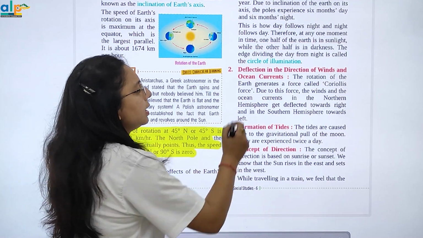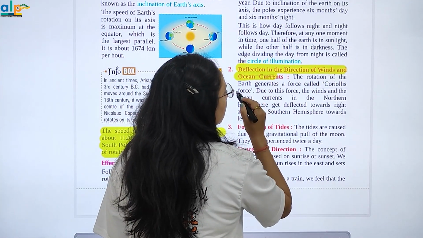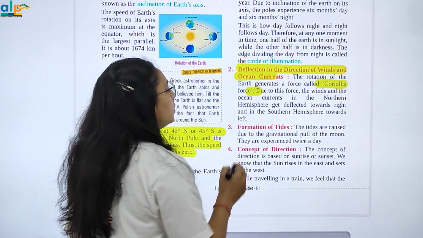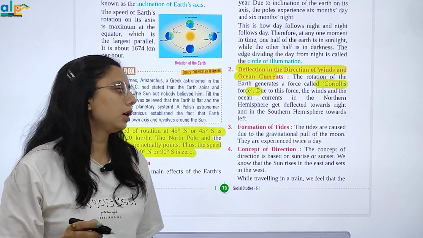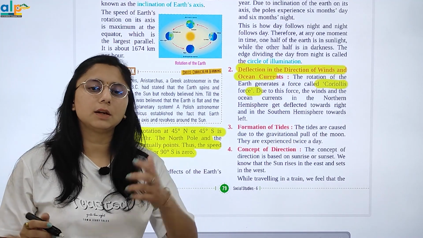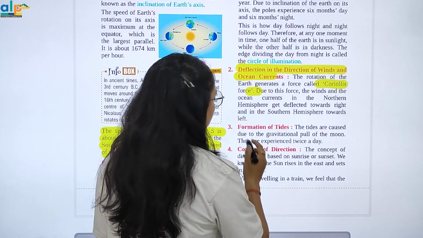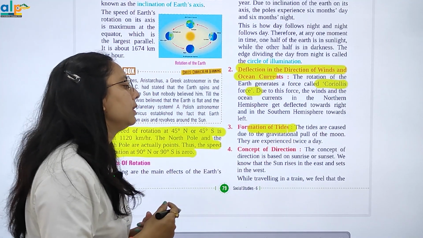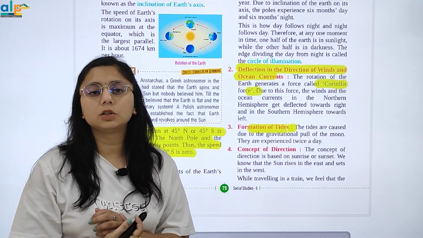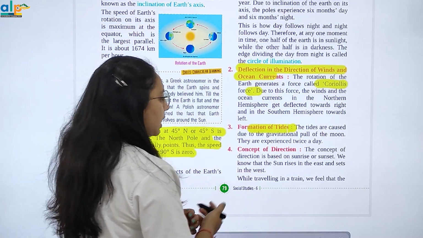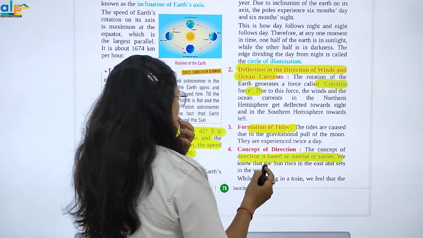Now, deflection in the direction of winds and ocean currents. We call this the Coriolis force. Due to this force, winds and ocean currents are deflected to the right in the northern hemisphere and to the left in the southern hemisphere. Formation of tides: because of the gravitational pull of the moon, tides are caused.